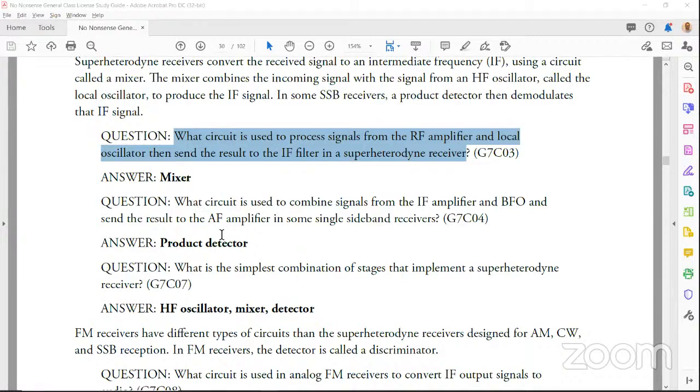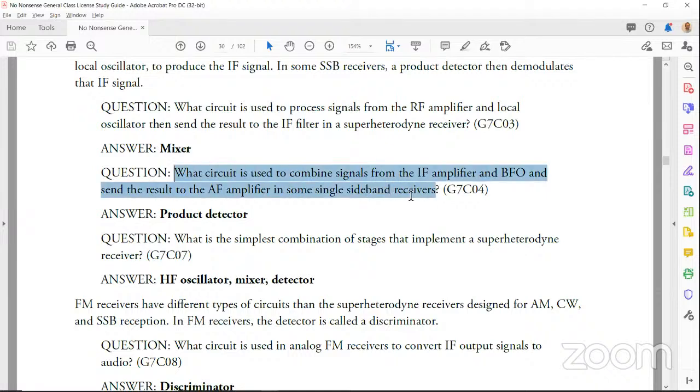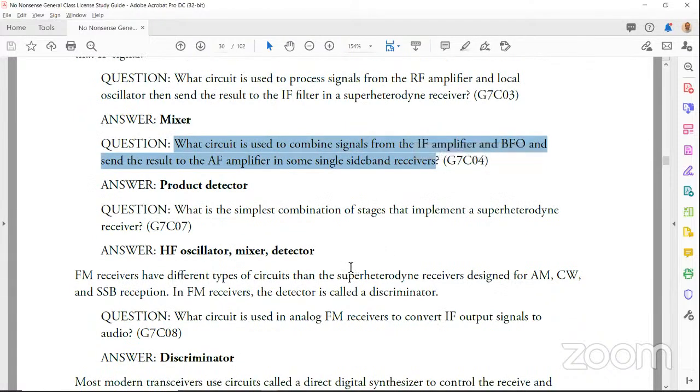Which circuit is used to process signals from the RF amplifier and local oscillator, then send the result to the IF or intermediate frequency filter in a super heterodyne receiver? So we need to look at the block diagram for the super heterodyne receiver, and we will see that the circuit that is used to process the signal from the RF amplifier and the local oscillator, remember where we had a local oscillator feeding into a circuit and then the other side fed into the circuit was the RF. Well, that was called the mixer, right? So let's just move along again.